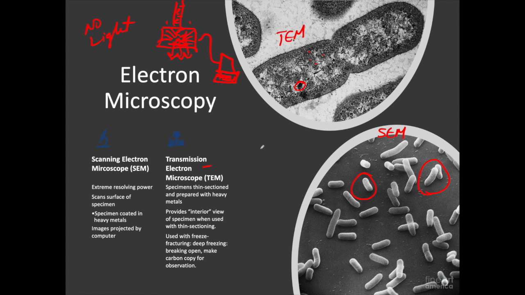So if you want to see the inside of a bacterial cell, you need to use TEM, or transmission electron microscopy. If you want to see the outside detail, maybe cilia, flagella, proteins, structure, shape, those sorts of things, then you would use scanning or SEM microscopy.